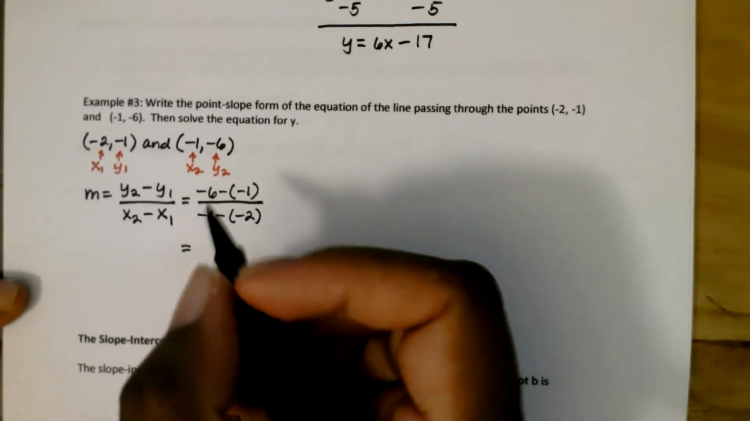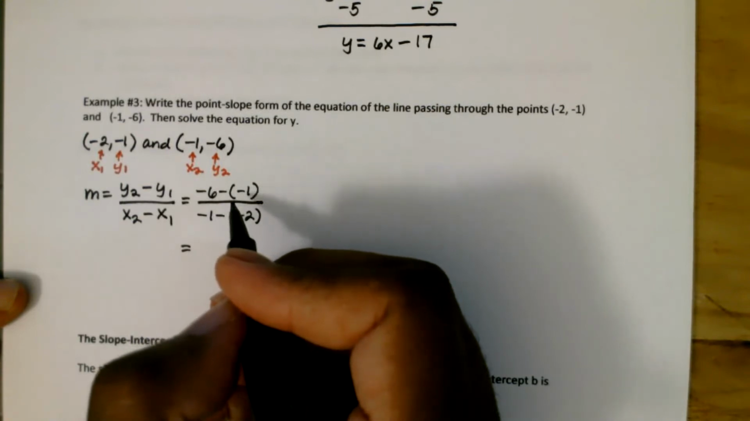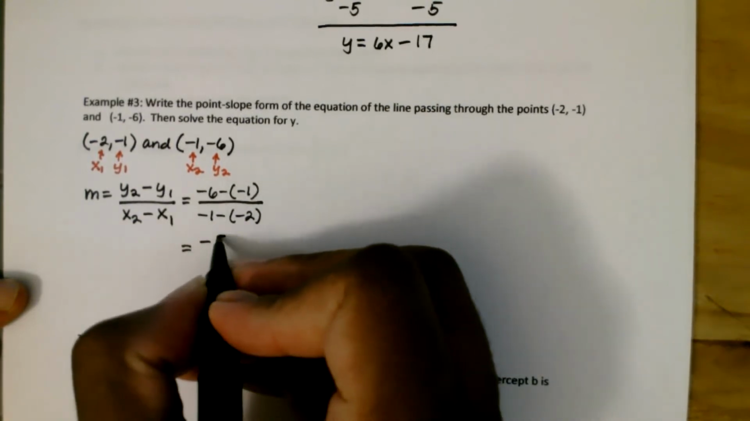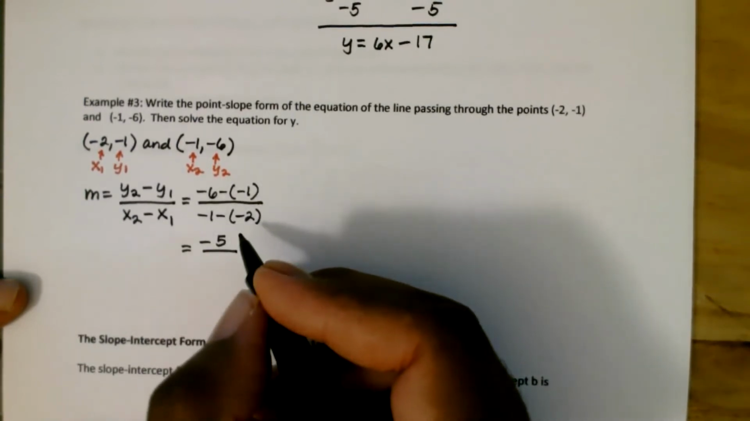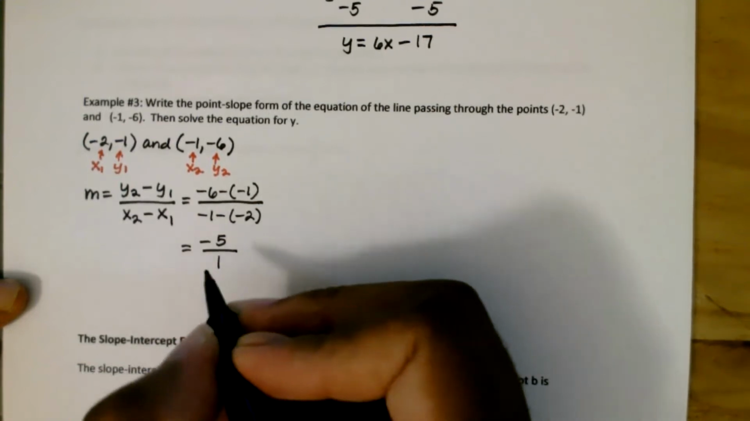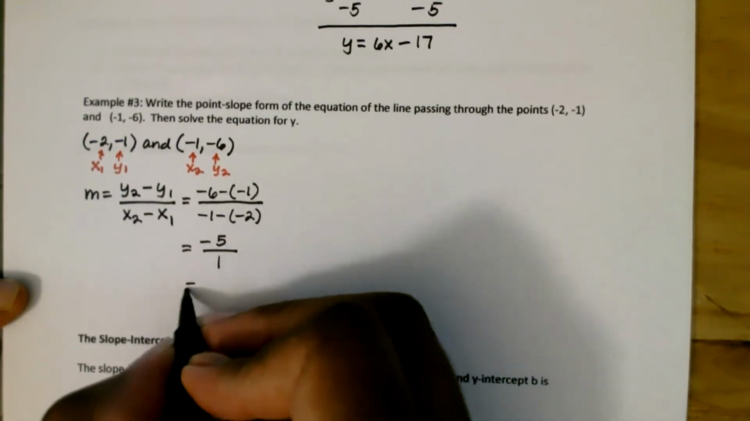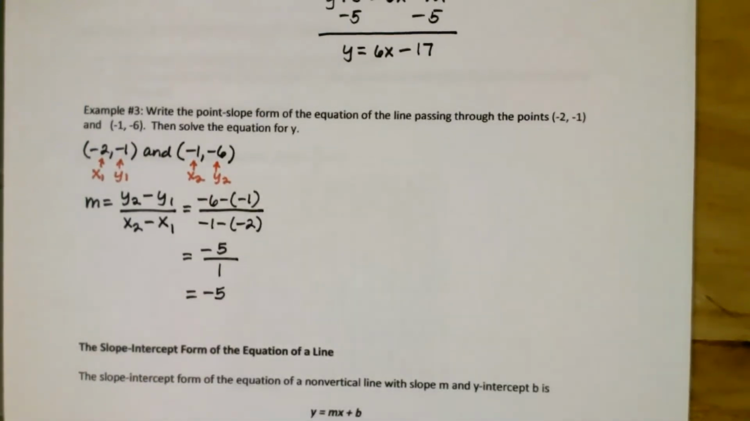All right, if I simplify this, -6 minus a -1 is like -6 plus 1, which is -5. And then -1 minus a -2 would be like -1 plus 2. That would be 1. So I got -5 over 1, or -5 divided by 1 will be -5. So the slope is -5.